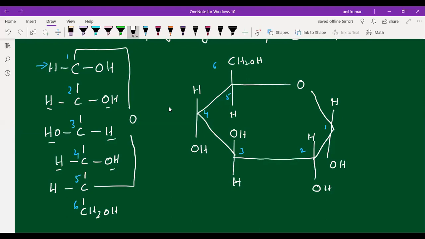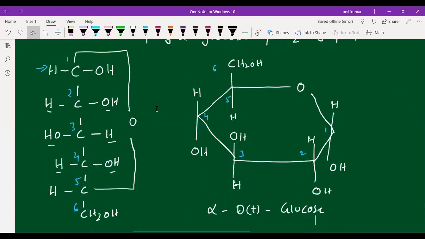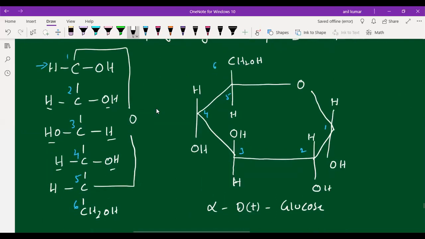What did we get, students? We got alpha D glucose. Fine. Now, which structure do we have to draw next, students? We have to draw beta D fructose. Why do we have to draw beta D fructose, students? Because sucrose is formed between alpha glucose and beta fructose. Now let us draw the beta fructose, students. If you are able to draw this structure, then you can draw the next structure very easily. First you have to remember this structure, and then you can remember the other one very easily.